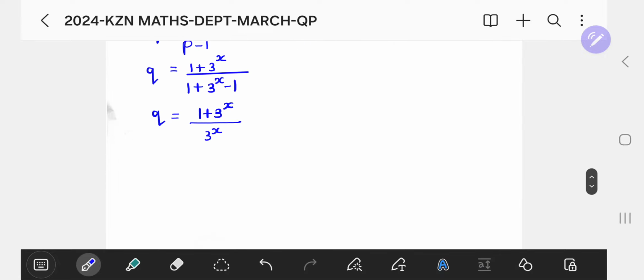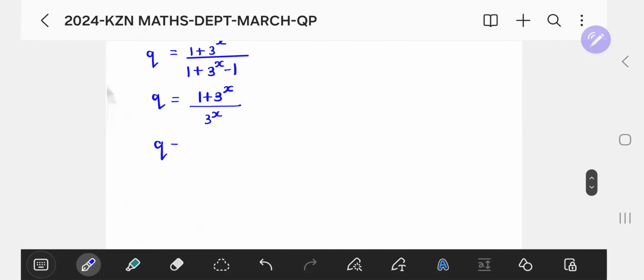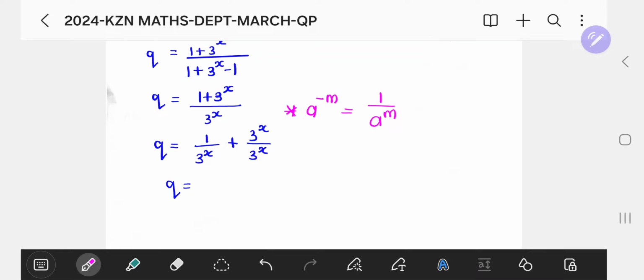Now we know that in maths, if we have a fraction and we have more than one term in our numerator and we have only one term in our denominator, we can split the fraction up. So we can write this as 1 over 3 to the power x plus 3 to the power x over 3 to the power x. And what happens here on the left hand side? Remember this law of exponents. This law that applies to negative exponents tells you that if you had a negative exponent, you could make it positive simply by inverting the fraction.